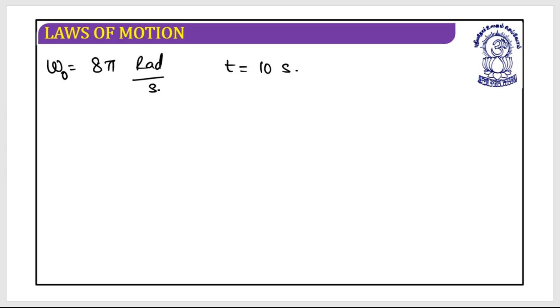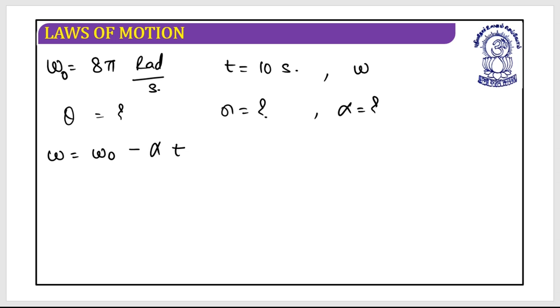What I want is the angular displacement theta, and I want the number of revolutions. Even I need to calculate alpha for this. So omega is equal to omega naught minus alpha t.